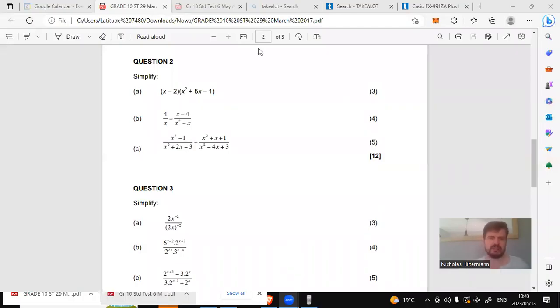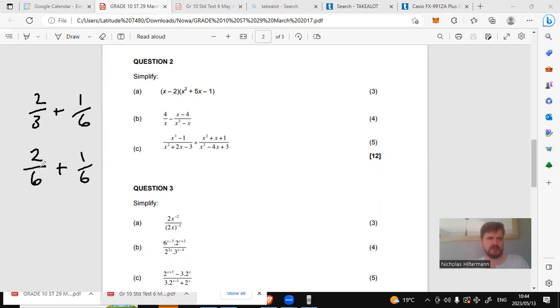Okay, so simplifying these algebraic fractions. When you want to simplify a fraction, you need a common denominator. So let's say I said 2/3 plus 1/6. When we want to add these together, I make them both over 6.